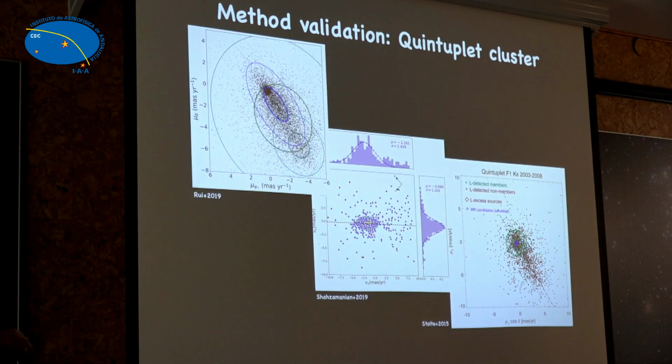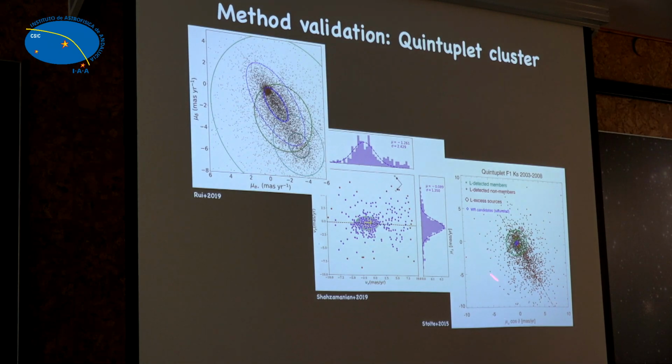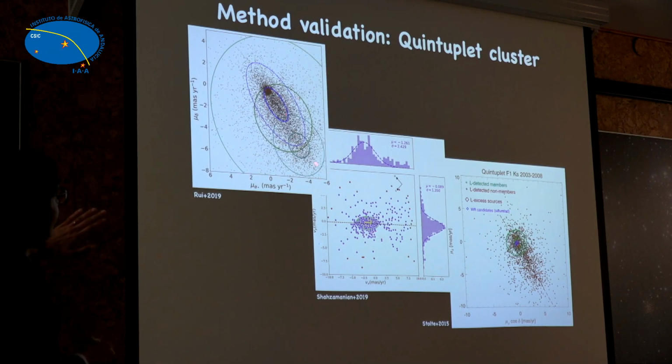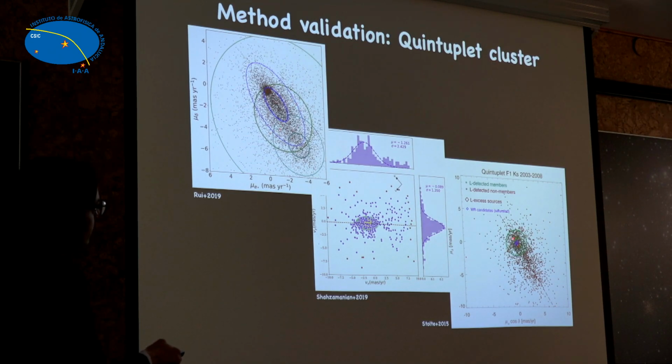So we compare this vector point diagram with the works of other people, previous works, and we see that our result is consistent with previous works. The difference is that here the north and east is different, but it is the same distribution. This is the direction of the galactic plane. We have the cluster population and the field star population. Here the same, the cluster population and field population.